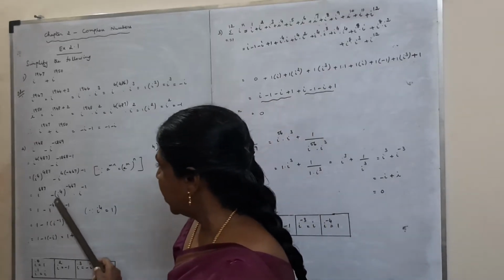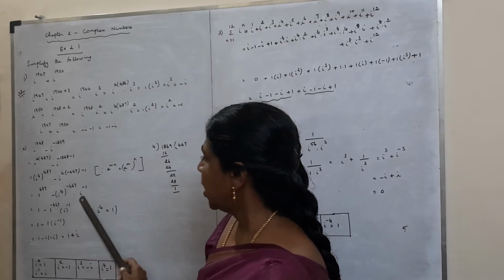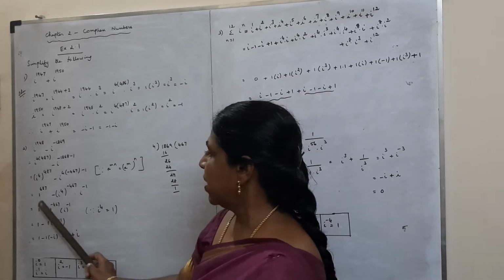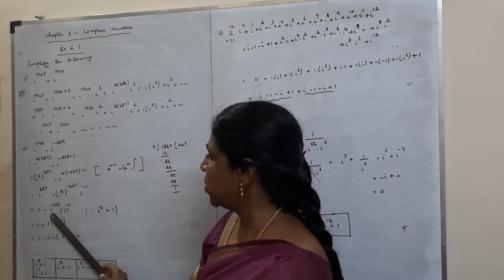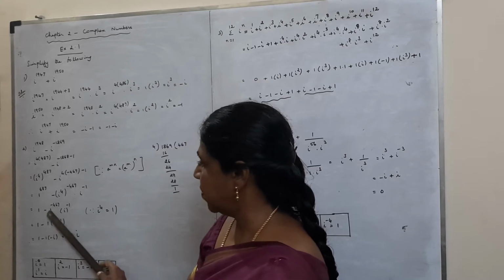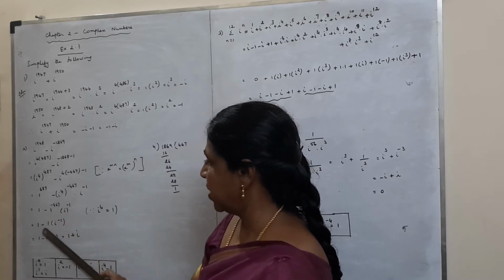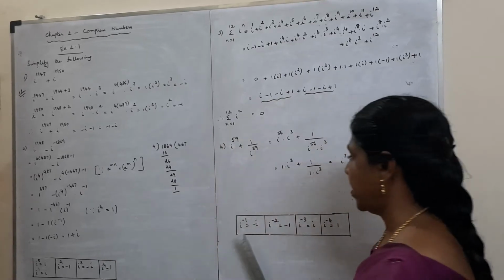So i power 4 is 1. So 1 power minus 467 into i power minus 1. Now i power 4 is 1, so 1 power anything will be 1. Next step, 1 power anything is 1. So 1 minus 1 into i power minus 1. And you know the value of i power minus 1.